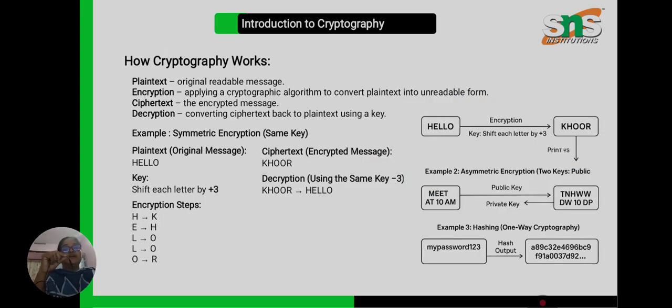Let us see now how cryptography works. First we have plain text, which is the original message in readable form. Encryption converts the plain text into an unreadable form called ciphertext. Ciphertext is the encrypted message sent over the network. Then the decryption operation happens. Decryption converts the ciphertext back into plain text using a key.